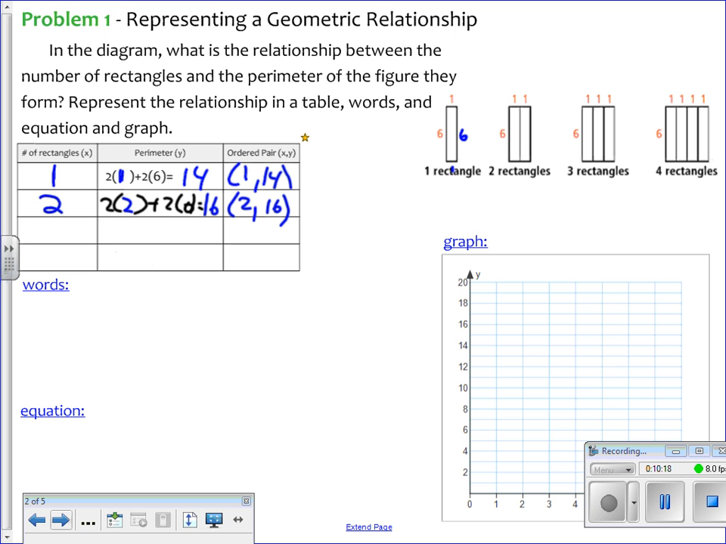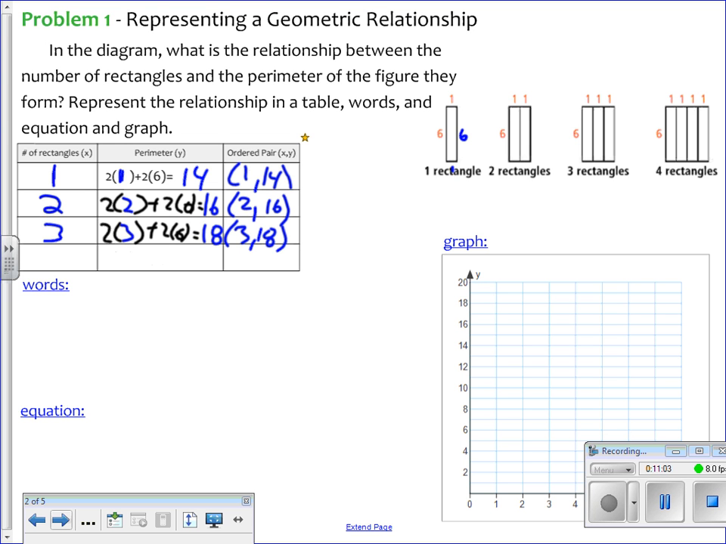Are you seeing a pattern here? How many rectangles in the third one? 3 rectangles. My y, I still have the same thing. 2 times how many rectangles plus 2 times 6. It tells me my perimeter. 2 times how many rectangles did I have? 3. Okay. 2 times 3 is 6. 2 times 6 is 12. 6 plus 12 is 18. So I have 3 and 18.